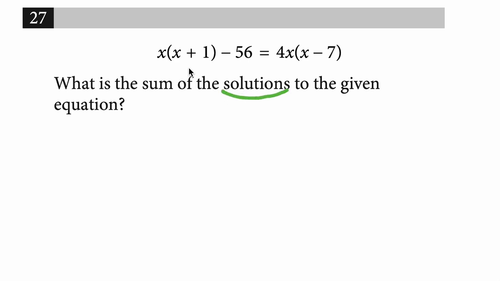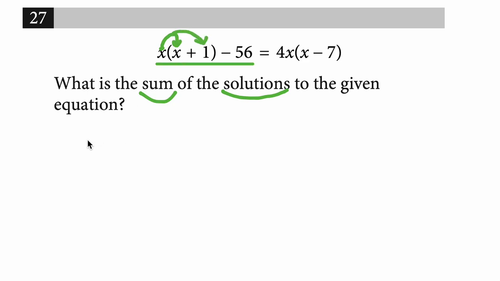So here the question is: solve it, find the values of x, and whatever the values of x are, add all of them, and that is the answer required here. Okay, let's solve it first. On the left hand side, we can use the distributive property. Distributive property means you have to multiply whatever is outside the parenthesis with every term inside the parenthesis.